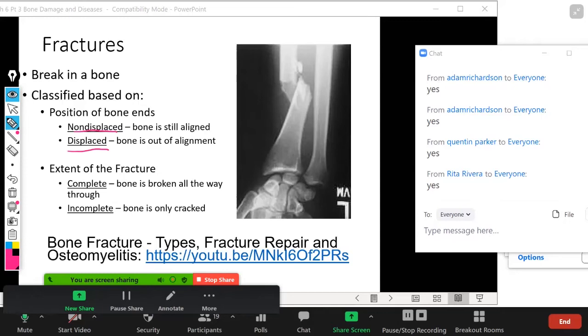We can also classify fractures based on whether the break goes all the way through, which we call complete, or whether the break just goes in a little bit, if it's just a little crack in it that doesn't go all the way through the bone. So we can call it a complete fracture or an incomplete fracture. Over here, we're looking at a fracture of a wrist, an X-ray there. How would you guys classify this in terms of position of the bone ends? How would you guys classify that?